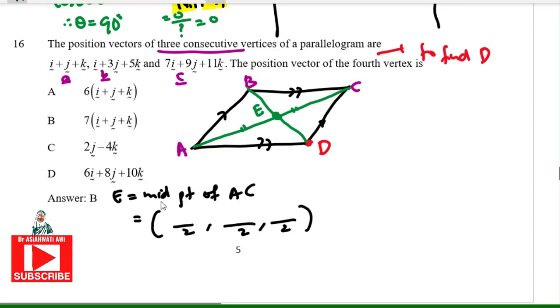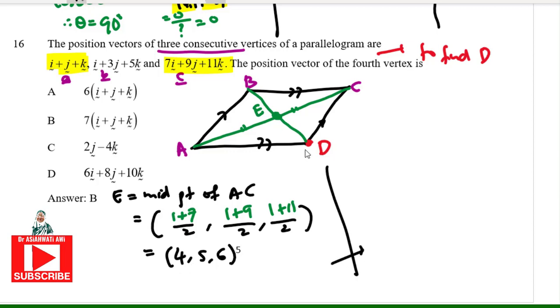This one is between A and C. 1 plus 7, 1 plus 9, 1 plus 11, so the answer is 5. So it's 5, this one is 6. No, this one is 4. Okay, settled.